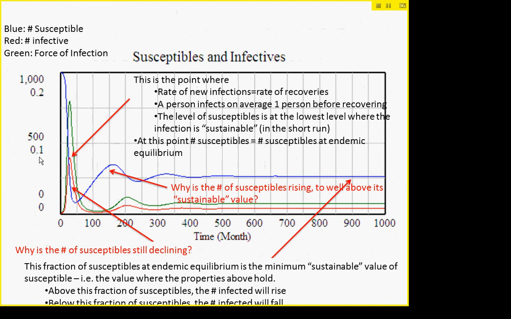Can anyone tell me, interpret for me the different colors here. Each of these shows different quantities within the model. What is blue, do you think? What is blue here?